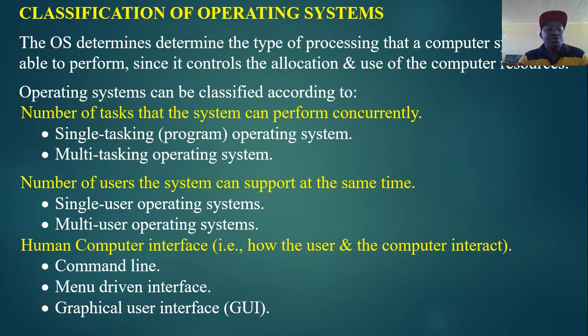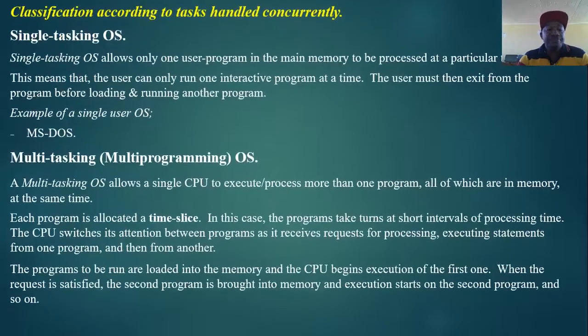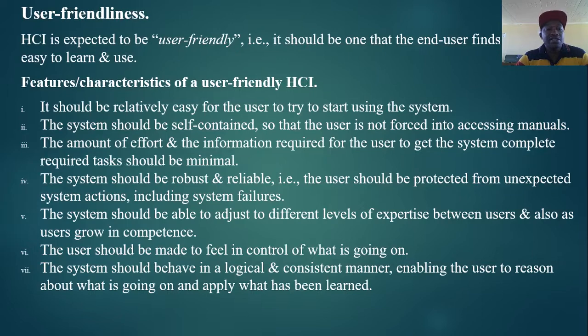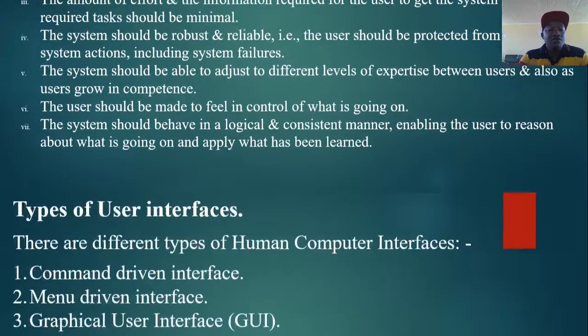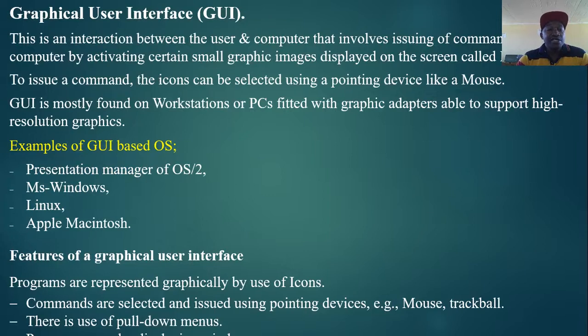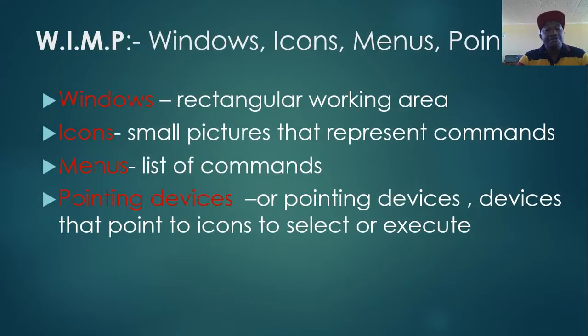Classification according to human-computer interface or user interface: we have command line interface, menu-driven interface, and graphical user interface. Nowadays, the most used interface is the GUI, the graphical user interface. So let's look at the GUI. This is an interaction between the user and the computer, which involves use of icons, windows, and menus. When you compare the graphical user interface with the command line or any other interface, this is the best interface because it is user friendly.